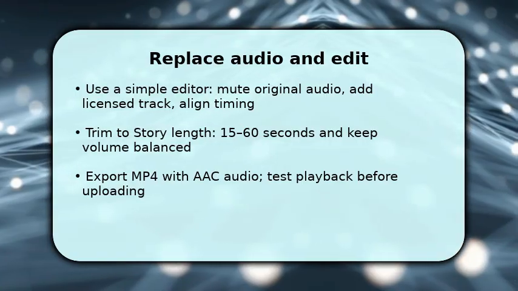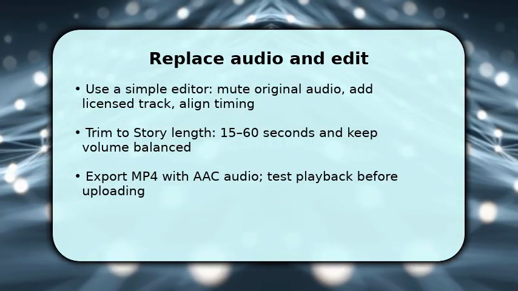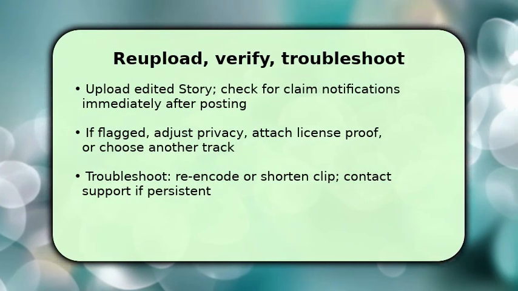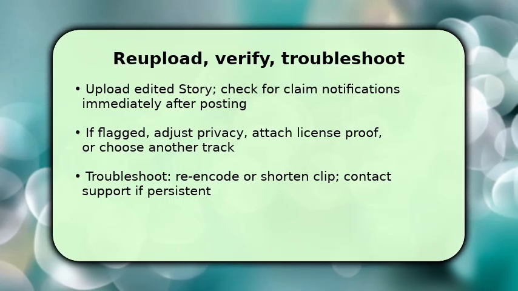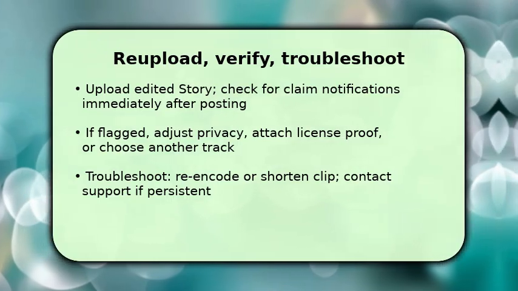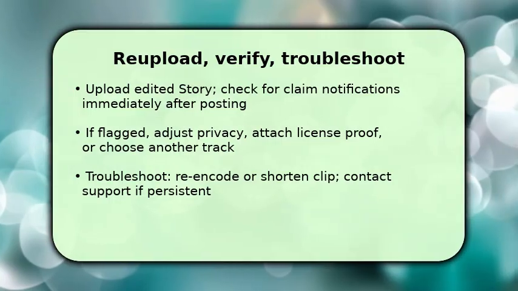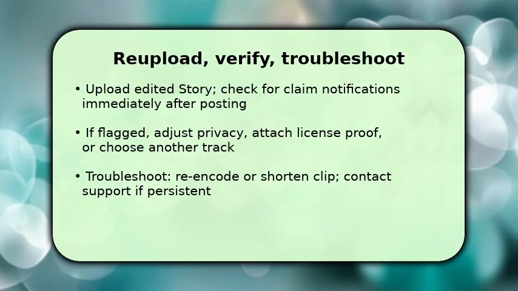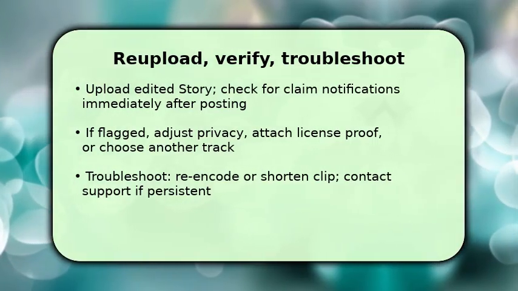You should upload the edited story and immediately verify whether Facebook still flags the audio. If a claim appears, make sure your account privacy isn't blocking processing and have your license or proof of purchase ready to attach. If it remains flagged, try re-encoding the file at a standard bitrate or shorten the clip by a few seconds, then reupload. If problems persist, contact Facebook support with your license evidence.